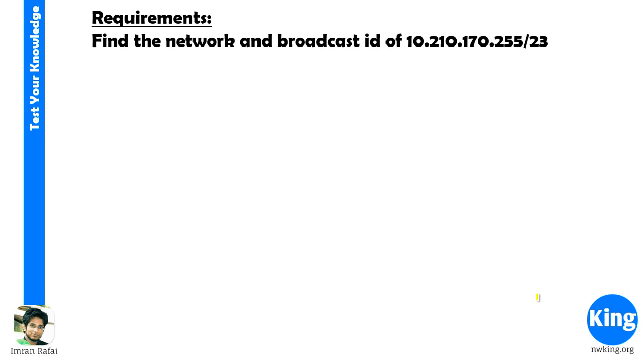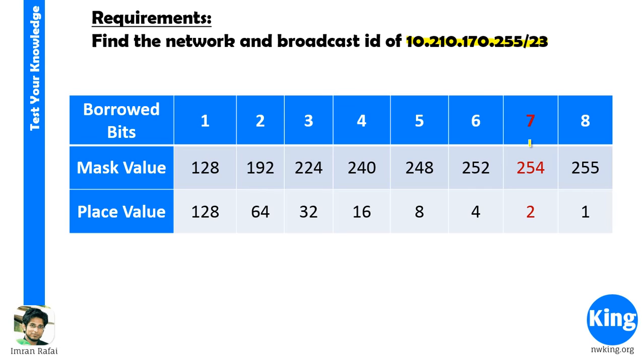Right, this example is a little tricky. The reason I put it here is just to show you what can happen, right? Again, 10.210.170.255/23. This is a class A IP address. Class A is /8. In this case, it's 23. That means they have borrowed 15 ones. We are not bothered about 15 ones. What we are bothered about is /23.